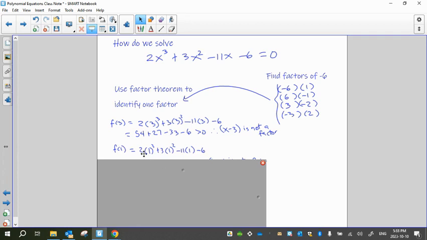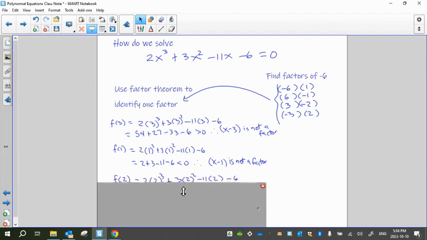So we do the same process. We substitute 1 in our original equation, our function, excuse me. And when we evaluate it, we realize very quickly that this value is going to be negative. So it's not going to be 0. Therefore, x minus 1 is not a factor either.